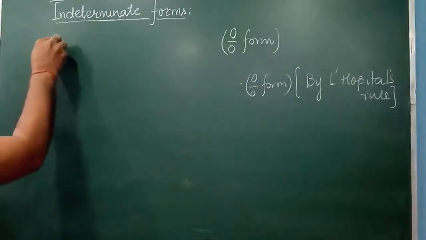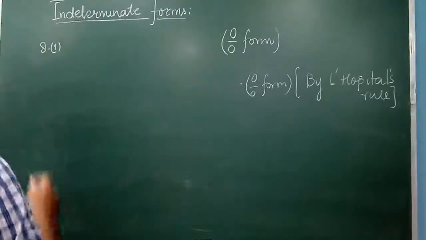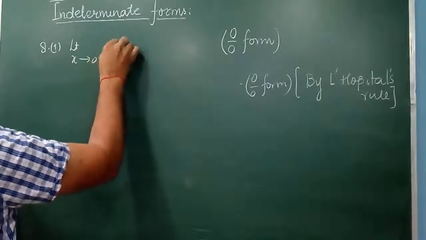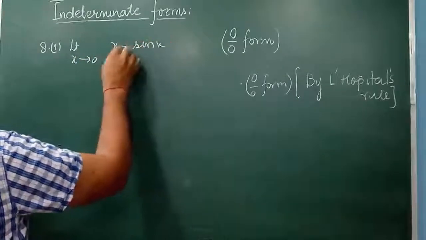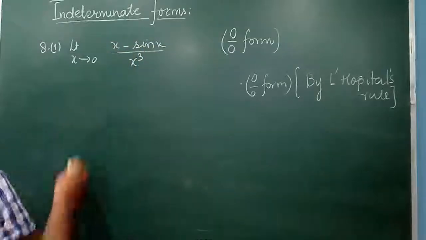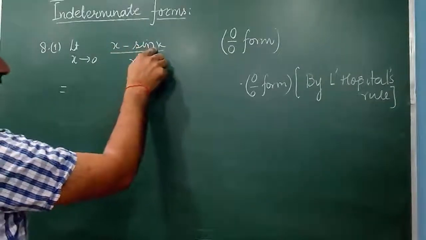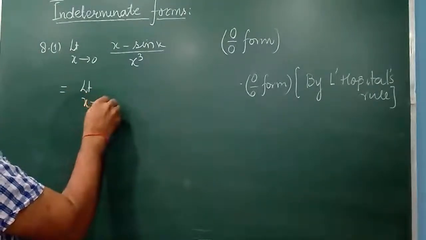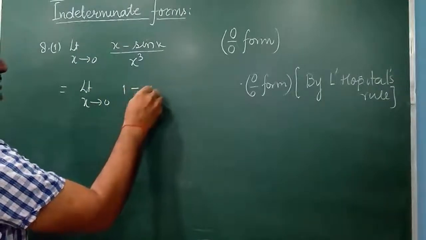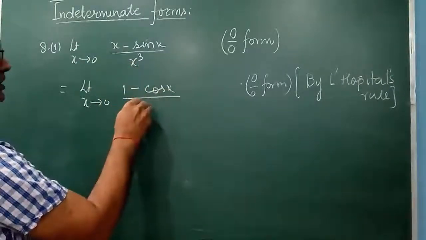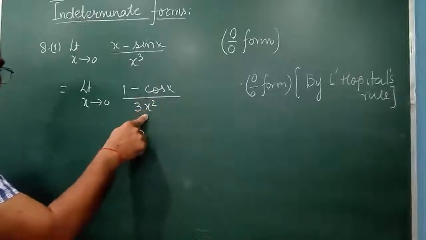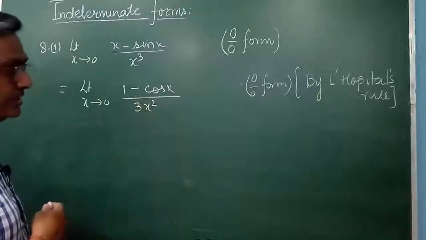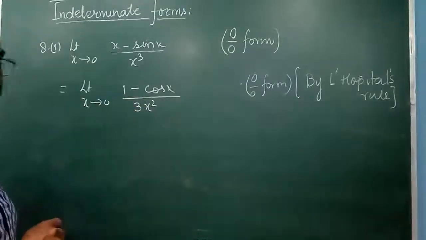Now, 8th question. What is the 8th question? This is limit x tending to 0 of x minus sin x upon x cube. So this is 0 minus 0 is 0, 0 by 0 form. So limit x tending to 0, differentiate it. So this is 1 minus cos x upon 3x square. This is coming 0. In the denominator, if we are getting 0, we have to keep on doing the differentiation till we are getting rid of indeterminate form.